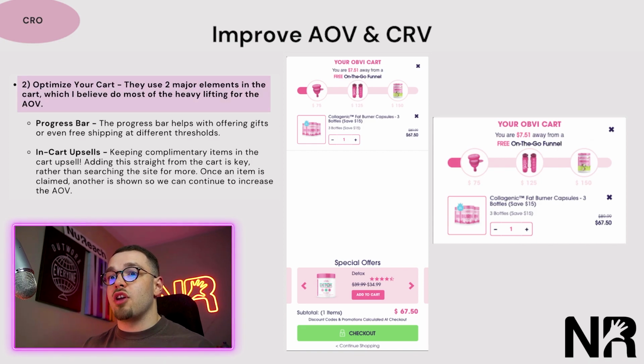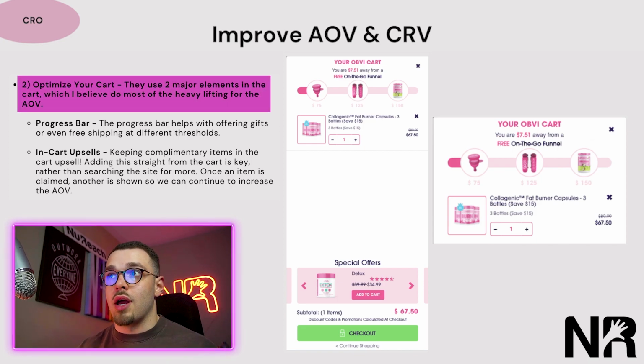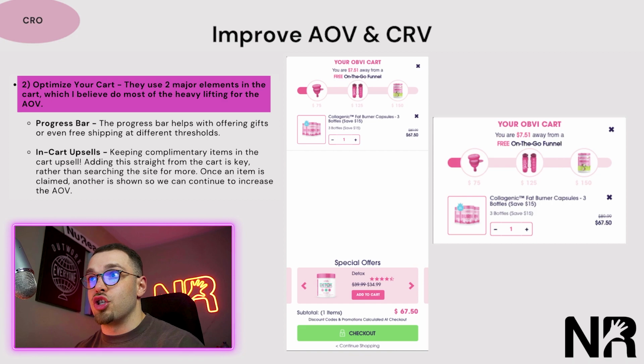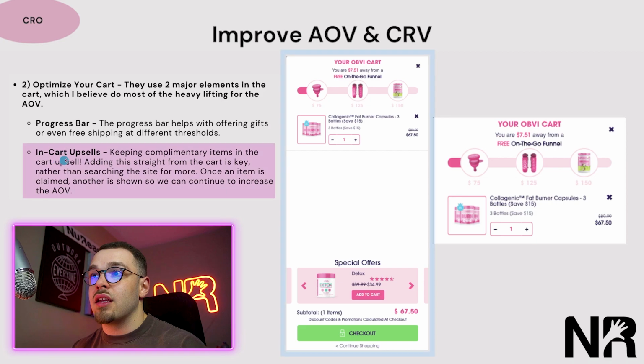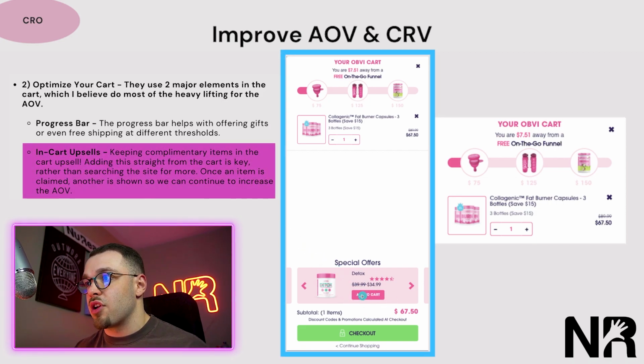Number 2 is actually going to be the optimizing of your cart. The 2 major elements in this cart, which I do believe are doing the most heavy lifting in their average order value, are going to be 1, their progress bar. So you can see this right here, whether you can do this with just free shipping or you want to do giveaways like they're doing here, as well as in-cart upsells. So you'll see at the bottom here, they have a special offer where this is normally $39.99.